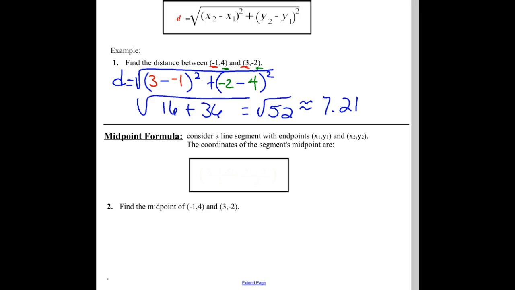All right, second formula is our midpoint formula. It says consider a line segment that has endpoints x1, y1, and x2, y2. The coordinates for the segment's midpoint are given here. Notice you are taking the two x values this time and adding them together and dividing by 2. And then you're doing the same with the y coordinates. If you take two numbers and add them together and divide by 2, you have found its average, right? So think of midpoint as the average of your x's and the average of your y's. Go ahead and take a second and write that equation down.